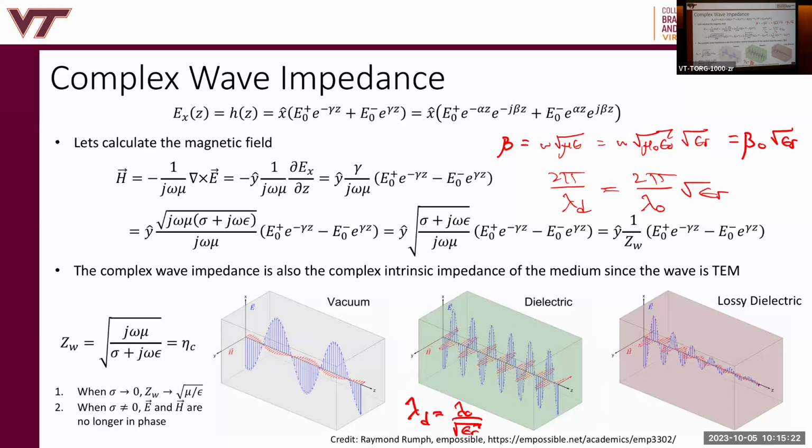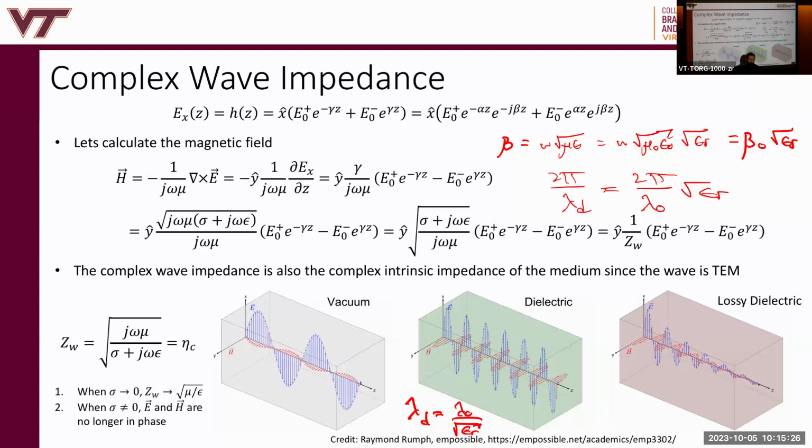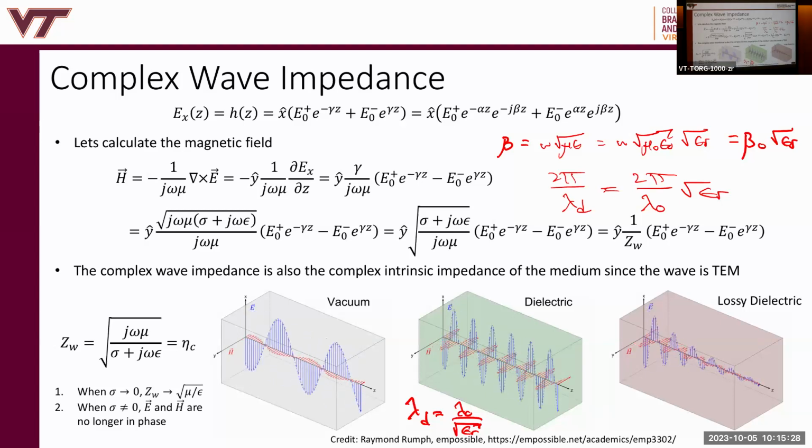So the wave impedance reduces the amplitude and adds a phase shift because the ratio of E over H is now a complex number. All right, good.